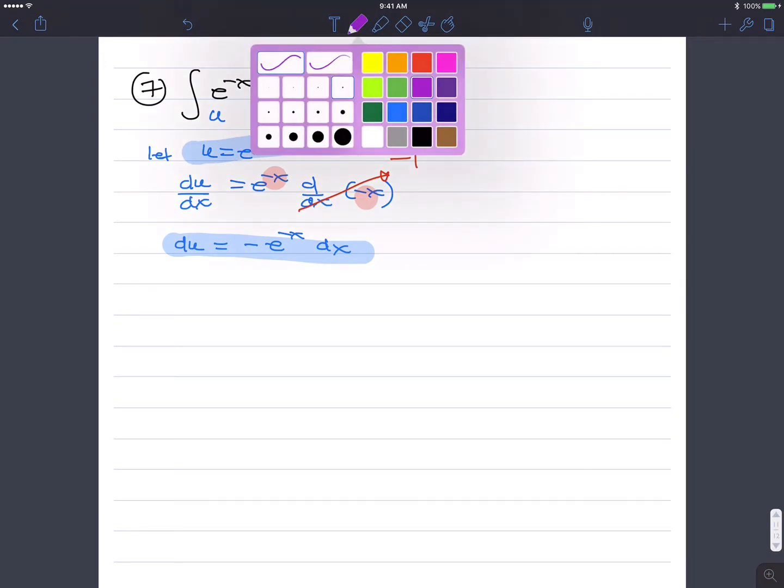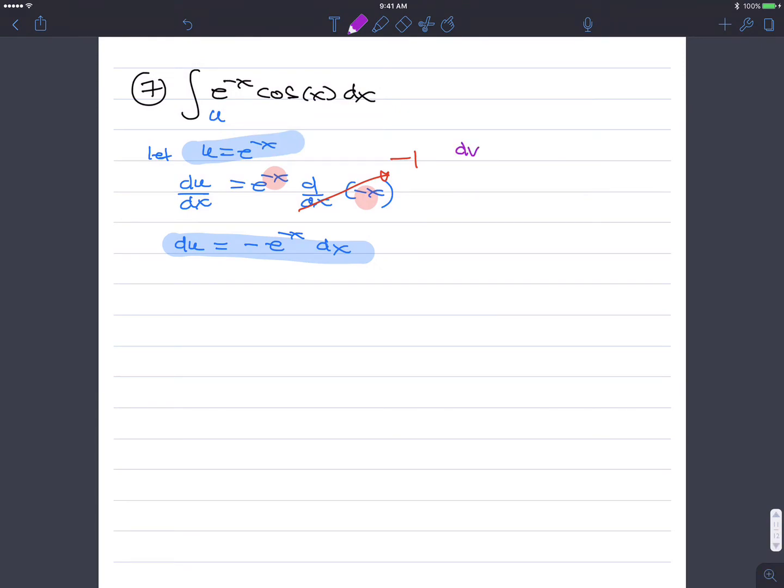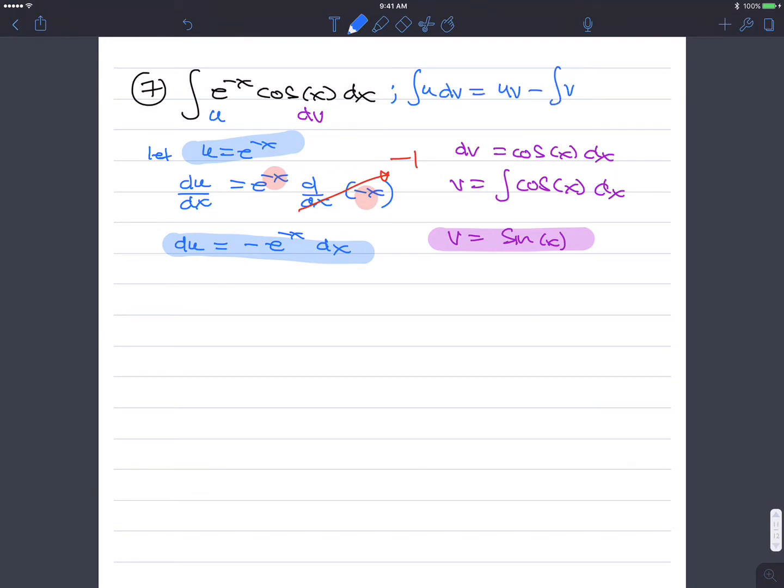Purple, let's work on the dv here. So dv now, this whole thing will be dv like before, is cosine, which means v will be the antiderivative of cosine, or v is simply sine. This is what we're looking for. We found our v. So in integration by parts, again, the integral of u dv is uv minus integral v du. This is what we're going to use, our IBP.